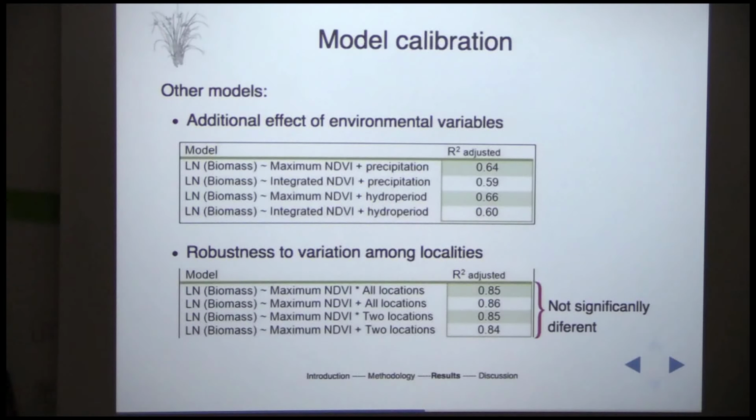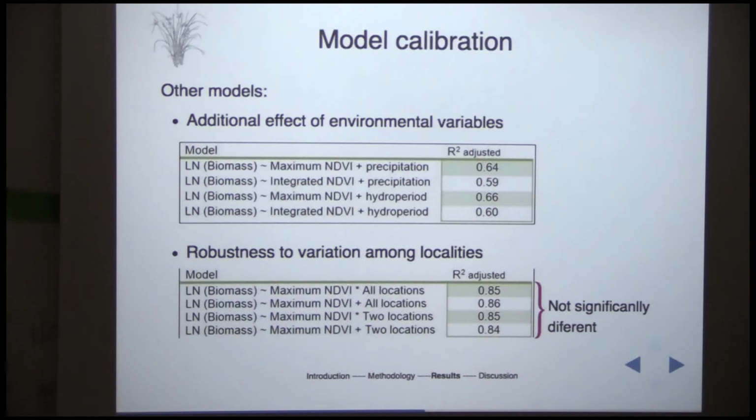Other two things that we try, as I said, first we try if an environmental variable could explain part of the variability that we find in the model, and we add precipitation and hydroperiod as covariables, but the results show that these variables were not significant. The last thing that we try is what I was talking about in the methodology.